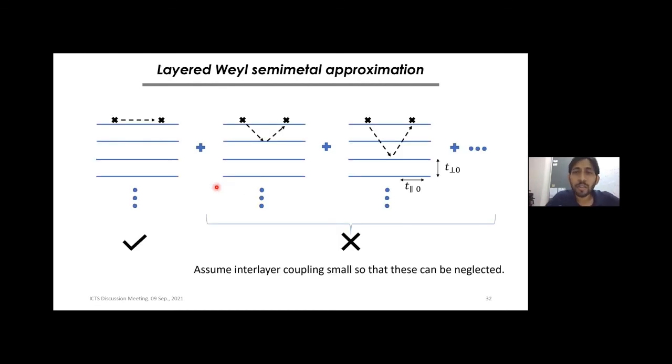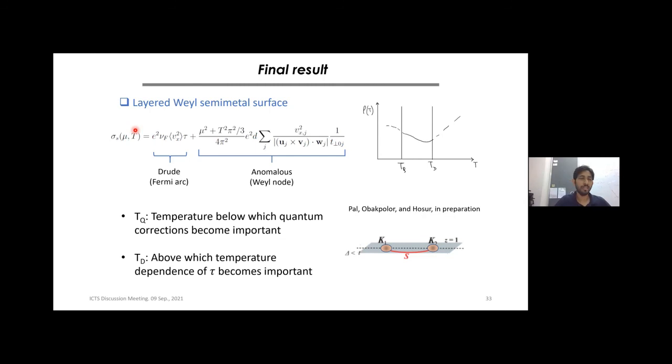Now, so far, the surface conductivity that I've calculated only consists of terms that entirely depend on the surface. In principle, there are other processes which will go through the other layers, but let me now make an approximation where I say that this coupling is much smaller than this. So we are in the layered approximation, and let me throw out all these terms. So what I've calculated so far can be thought of as the right result in the layered Weyl semimetal approximation. Good, so I have my final result now.